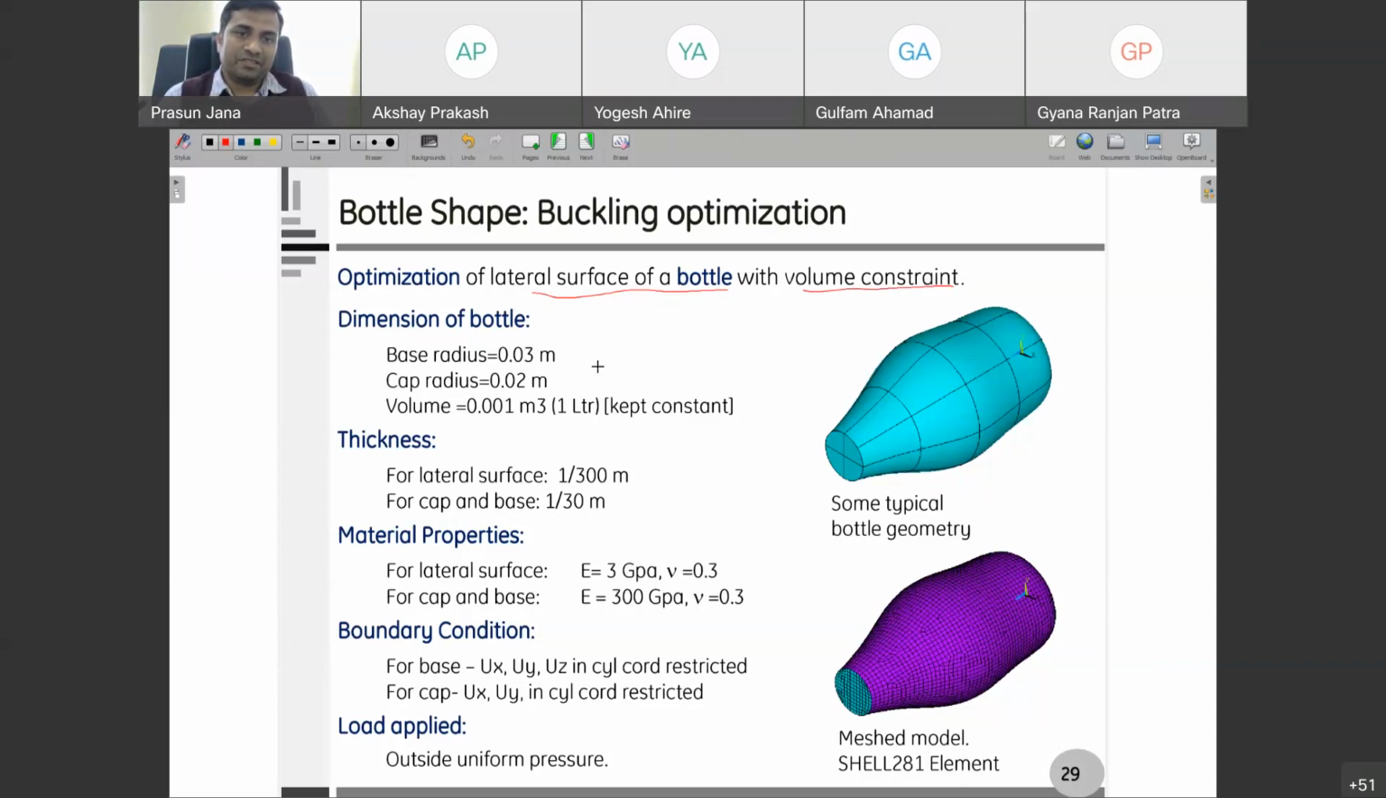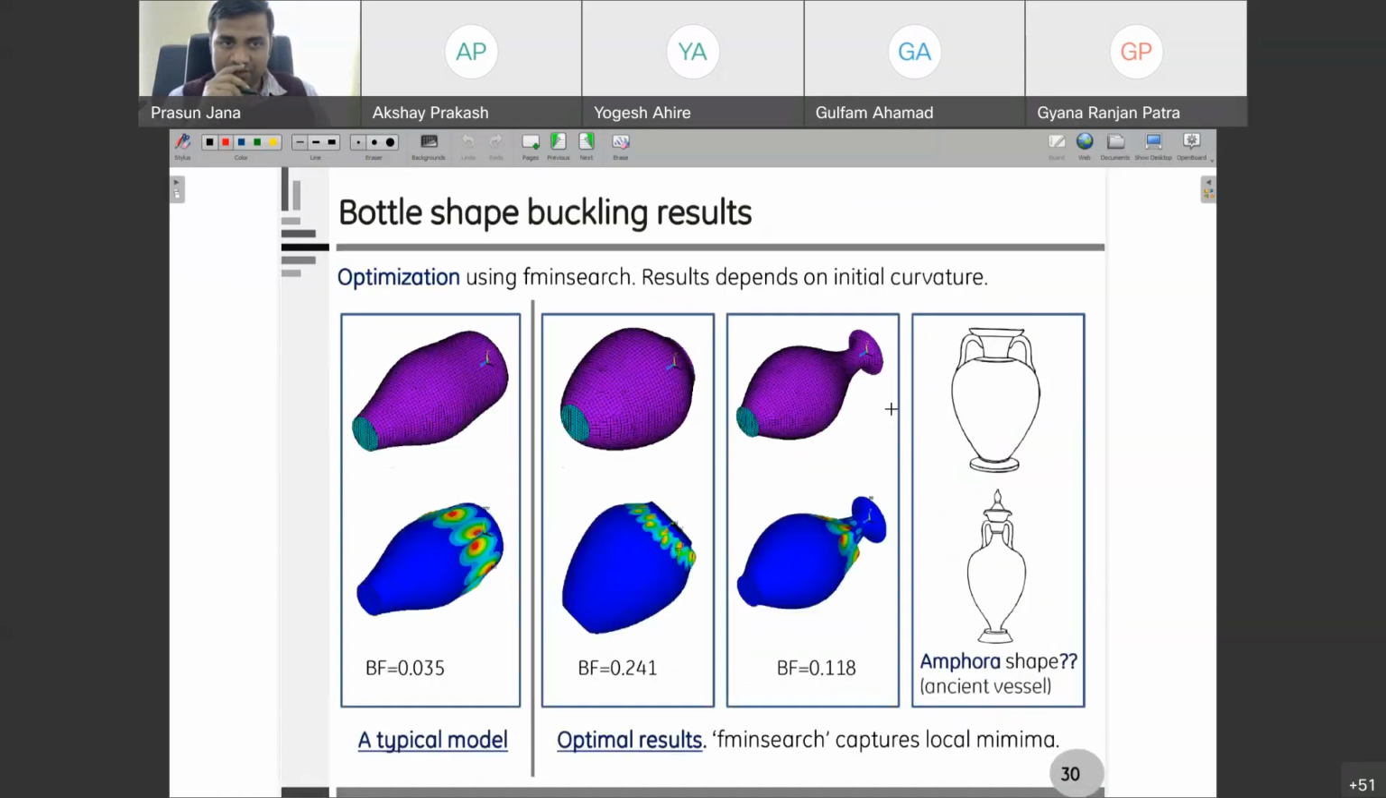So in this problem we have taken these parameters. Base radius is this, cap radius is this. So this is your cap radius and this is your base radius, and then volume is kept constant, then thickness is given here, then material properties, boundary conditions, and the load is uniform pressure outside, so it is subjected to pressure load outside. And then we set it up in the optimization process and try to see what shape can give you maximum buckling load.